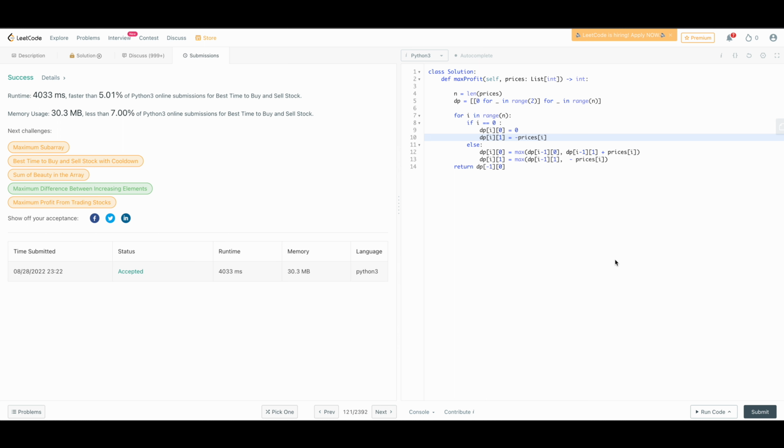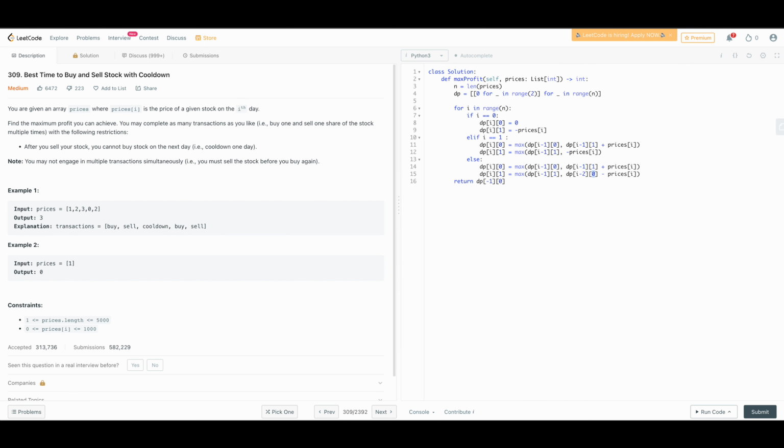So you could modify this a little bit to speed it up. Just want to show that this code works. And let's look at our fifth problem. This is our fifth problem in our series.